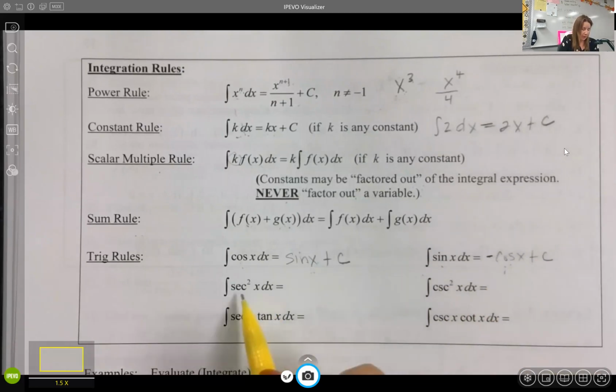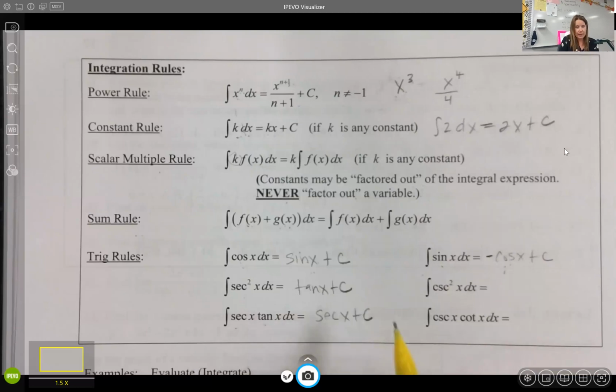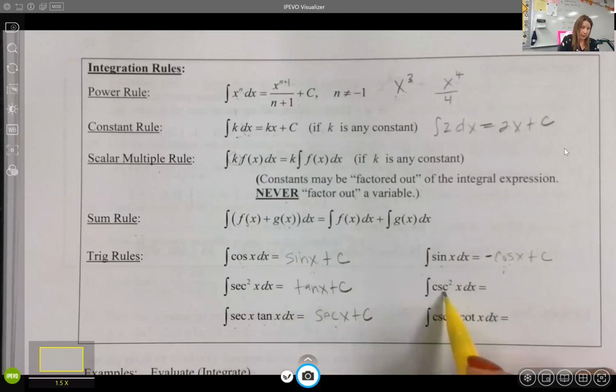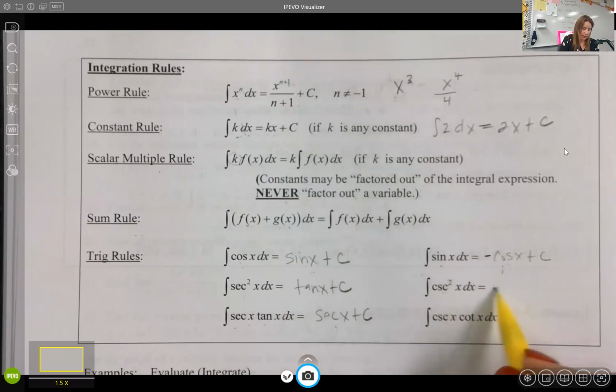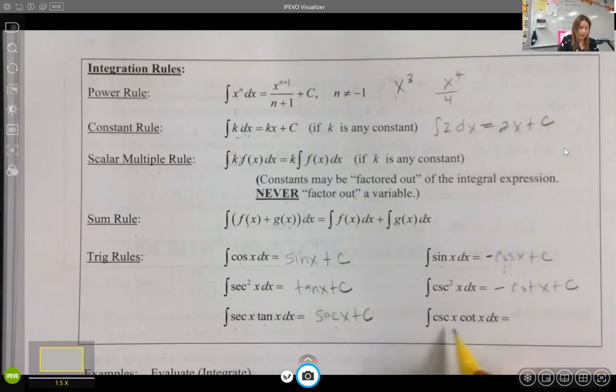Backwards for secant squared is tangent. And then secant tangent is the secant. So if I had a secant and I took a derivative, I'd get secant x tangent x, right? Okay, so over here, the backwards for cosecant squared is going to be negative cotangent. And then cosecant cotangent is going to be negative cosecant.